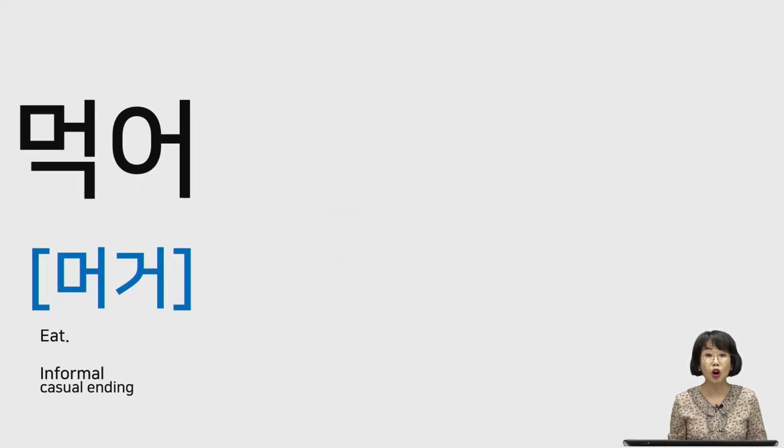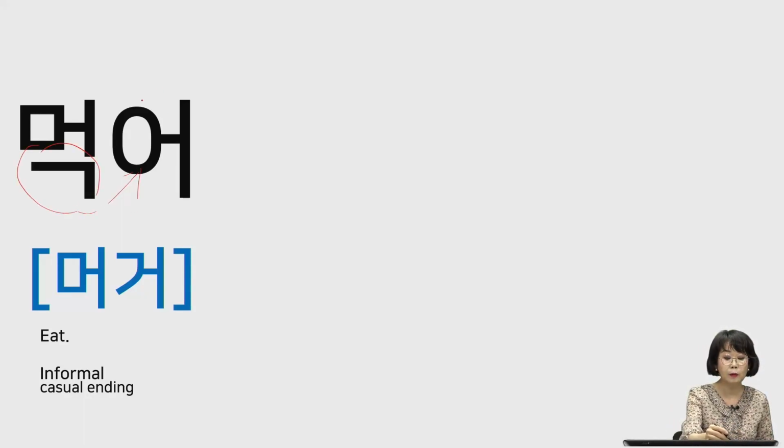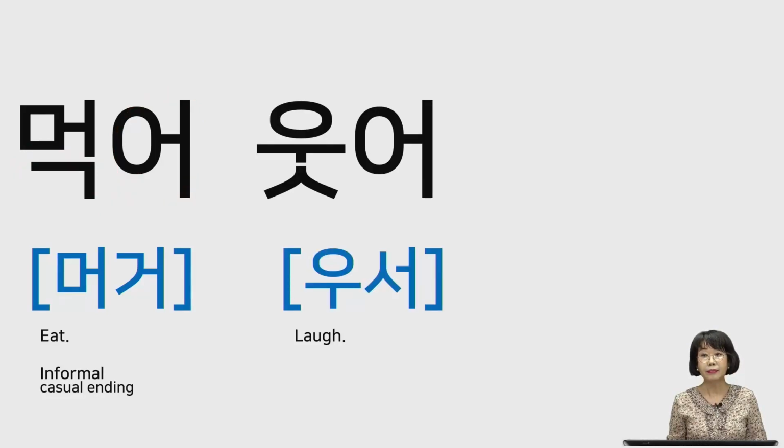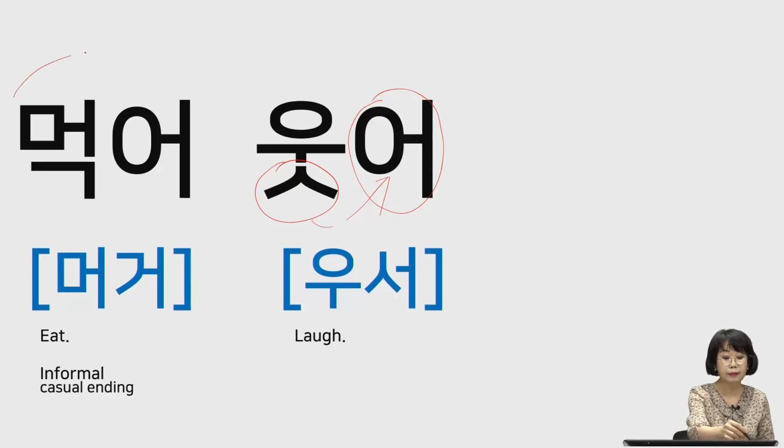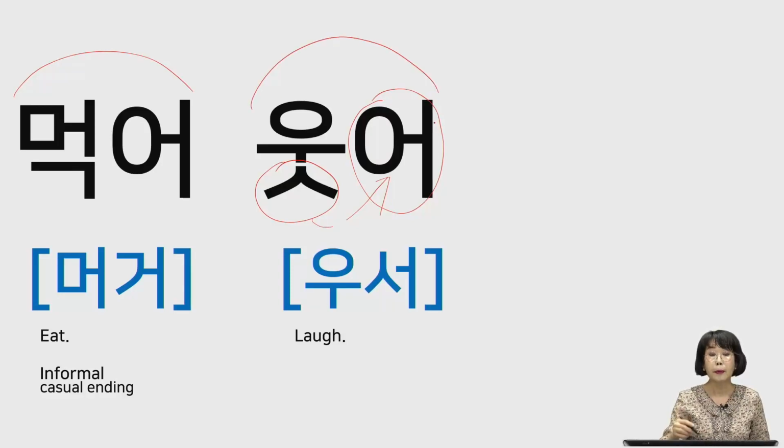먹어, 먹어. 그 moves to the next syllable. The syllable starts with a vowel. 먹어. 웃어, 웃어. 스 moves to the next syllable, and the next syllable starts with a vowel. 웃어. 먹어. 웃어.